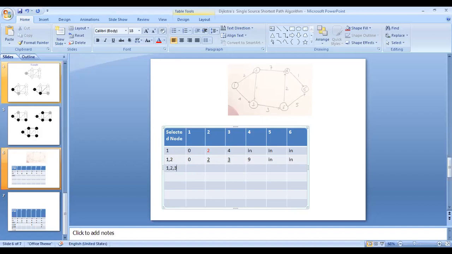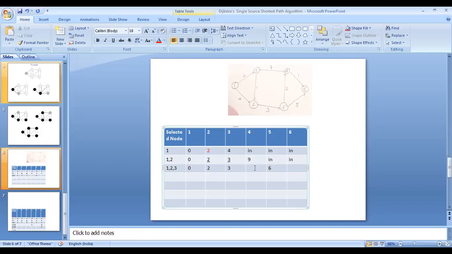Now from 3 to 5, there is one distance with cost 3. It means if you consider this path, 1 to 2 plus 1 plus 3, the cost is 6. So this cost is 6. This cost is 0, this cost is 2. This 3 is already visited.